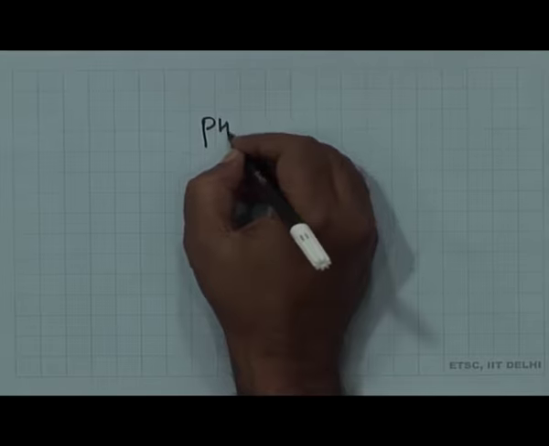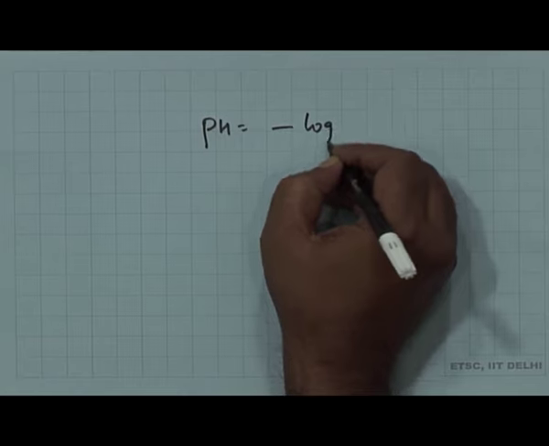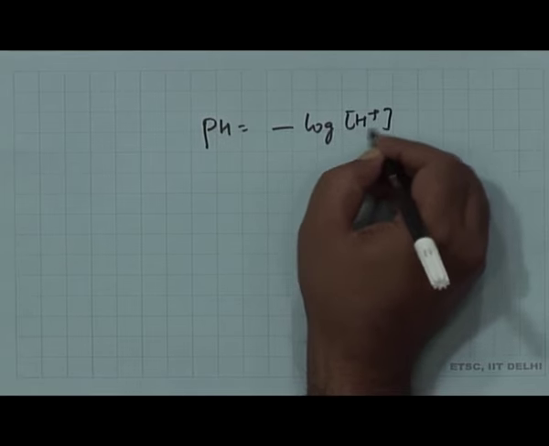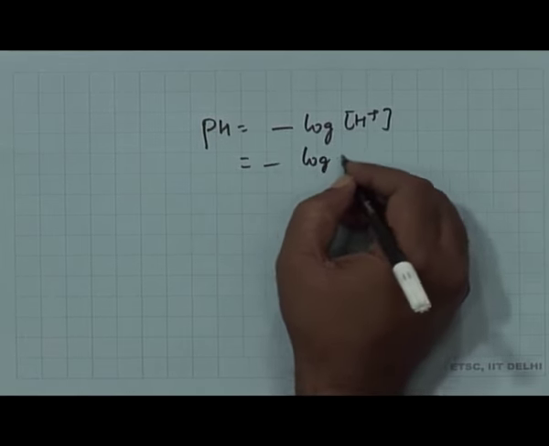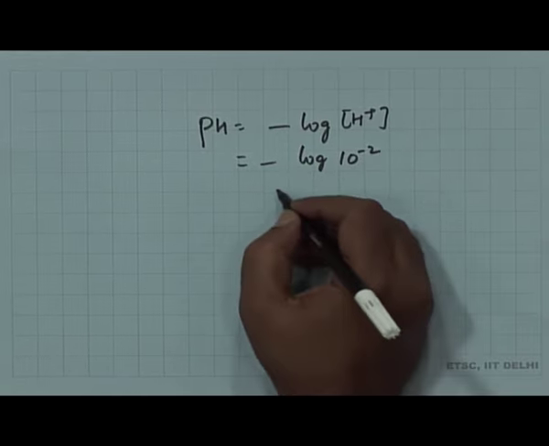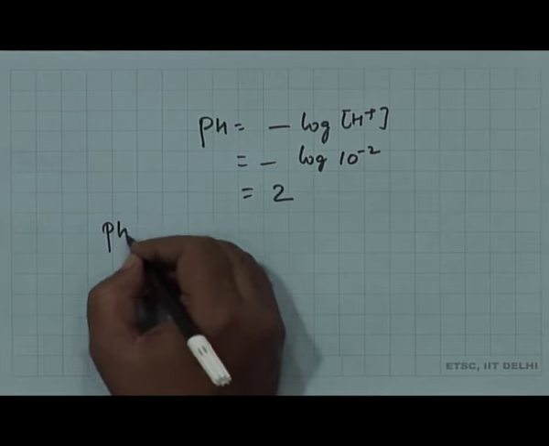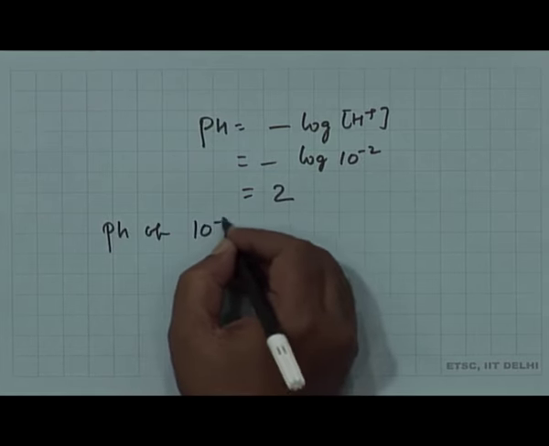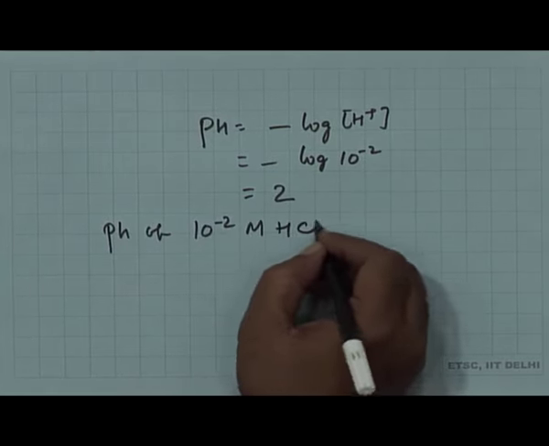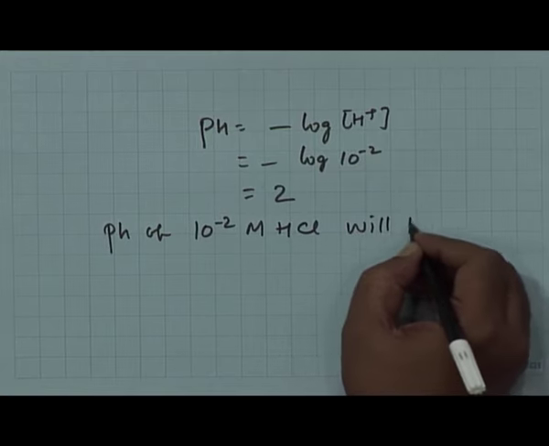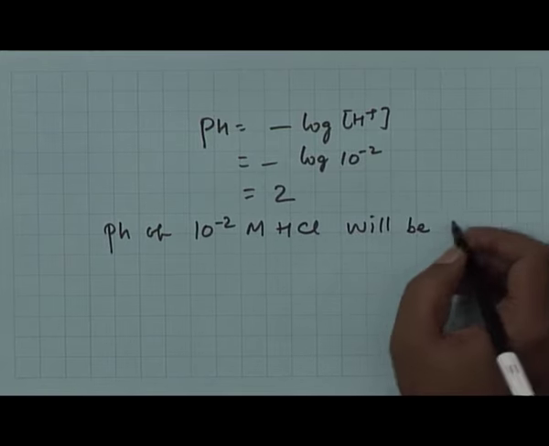And so, pH will simply be equal to minus log H plus, which is minus log 10 to the power minus 2, and that is equal to 2. So, the pH of 10 to the power minus 2 molar HCl will be 2.